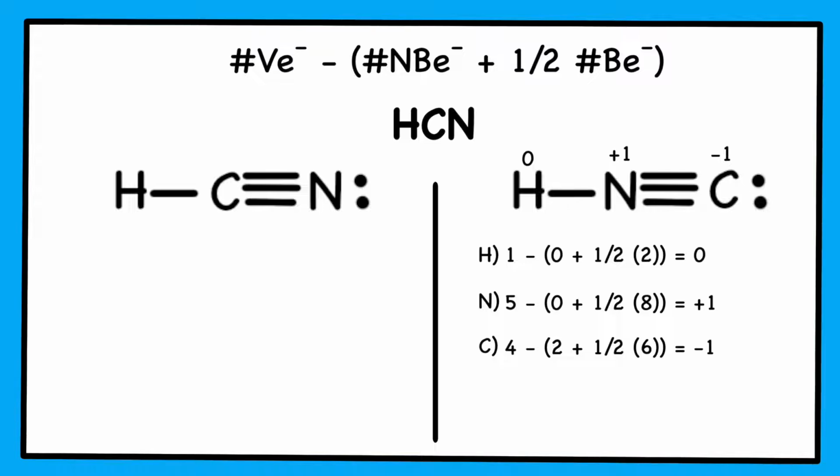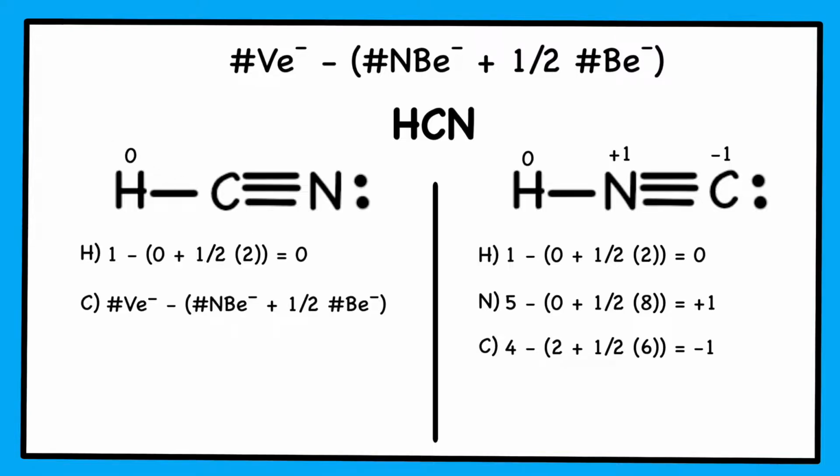Let's move to the carbon-centered molecule. In our carbon-centered molecule, we have a carbon atom with a single bond to a hydrogen and a triple bond to a nitrogen, with no lone electrons on the carbon, but the nitrogen has some lone electrons. Just like in our nitrogen-centered molecule, our hydrogen has 1 valence electron and 2 electrons involved in the bonding, giving us a formal charge formula of 1 minus (0 plus 1/2 times 2), which equals 0.